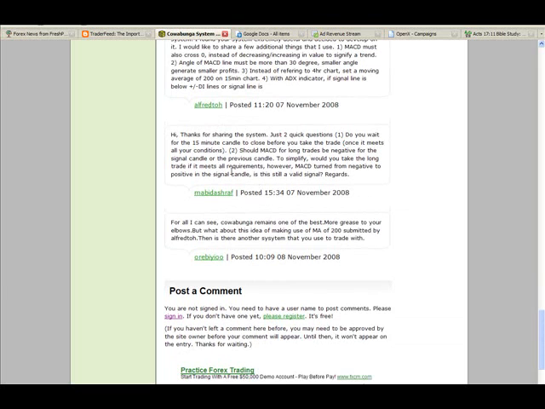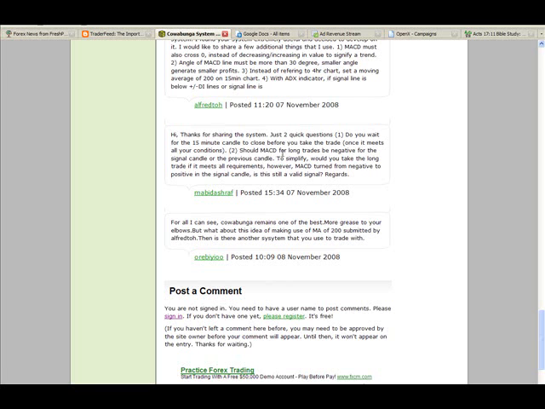Next one is from Mabita Shroff, and quick question: you wait for the 15-minute candle to close before you take the trade. The answer is yes, I always wait for my candle to close before making any decisions, because the candle tells the whole story, and if you don't wait till the close, then you're only getting part of the story. So definitely wait until the candle closes before you make any decisions.